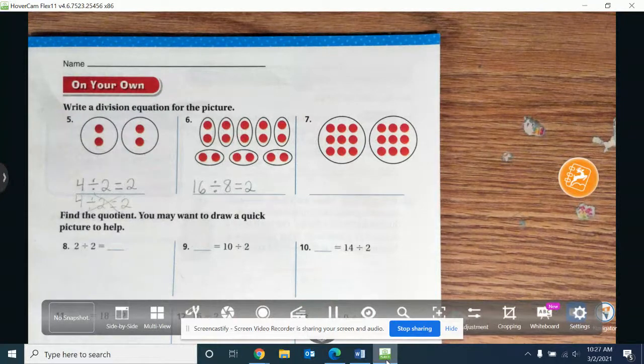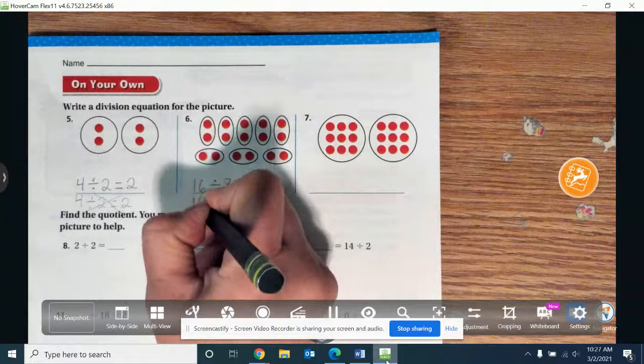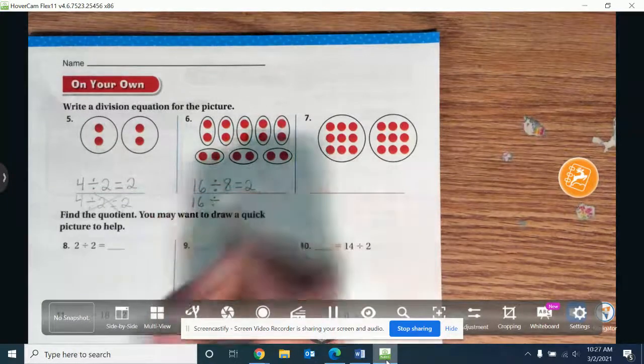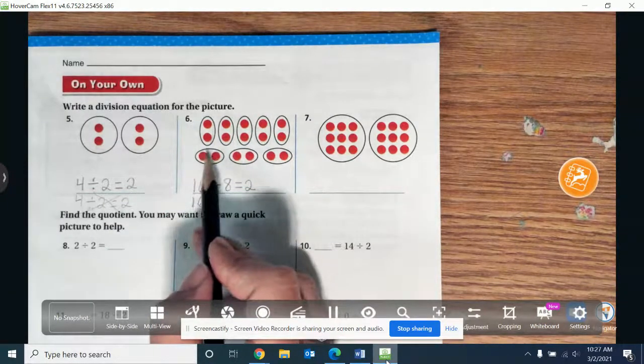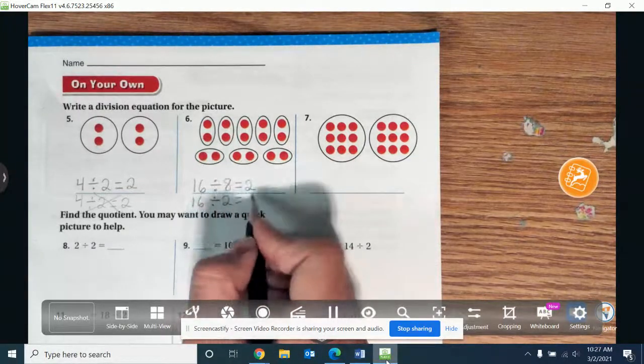Now the other way to write it, again, always the total goes first in division. Divide them into groups of 2. How many groups do we get? It's still the same number, 8 groups.